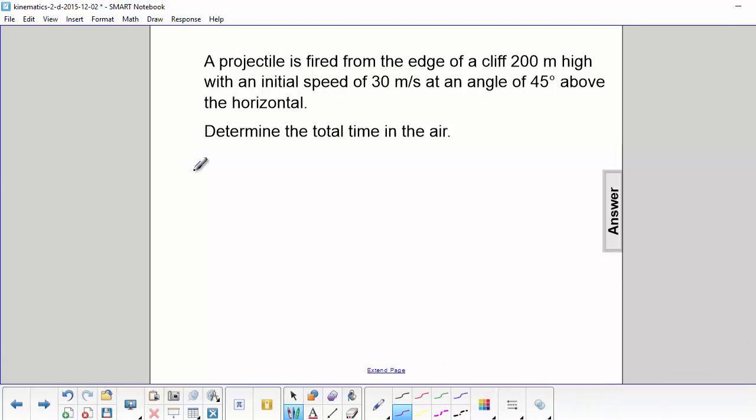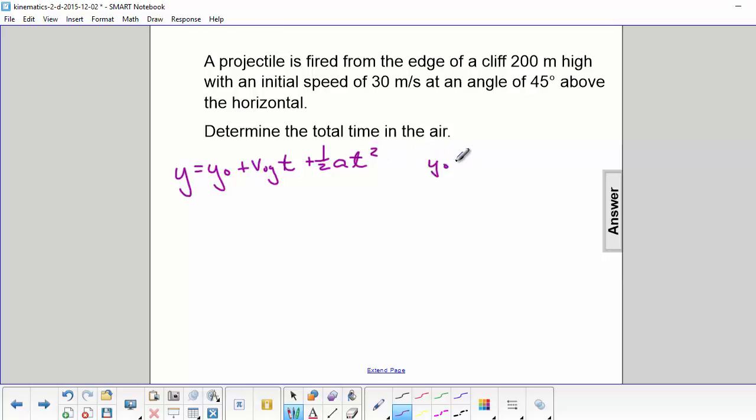A projectile is fired from the edge of a cliff 200 meters high with an initial speed of 30 meters per second at an angle of 45 degrees above the horizontal. Determine the total time in the air. So we're going to use y equals y naught plus v naught y t plus 1/2 a t squared.